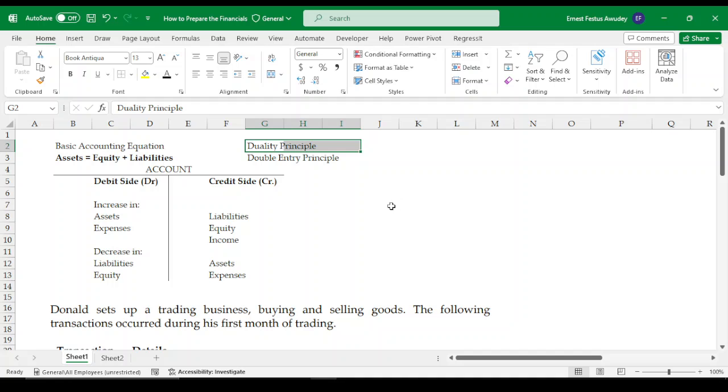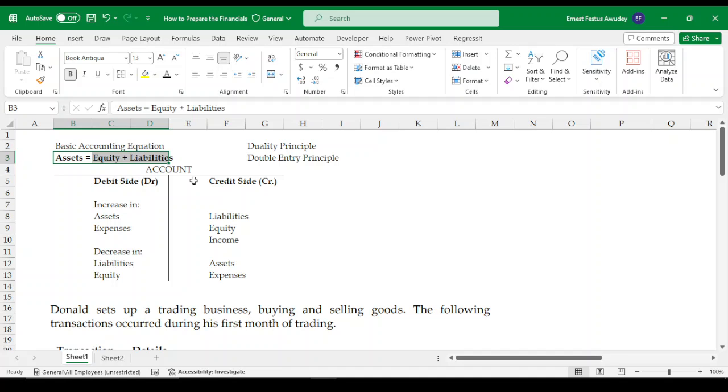And why is it so? It is based on the accounting equation. When you see the accounting equation, you see that we have assets at one side, which we have here. Then we have an equal sign, and then we have equity plus liabilities on the other side. So this is what the duality principle is based on. All right. So you have an asset and then equity plus liability. So for every transaction, there is an asset side and there is an equity plus liability side. That's what we are seeing.